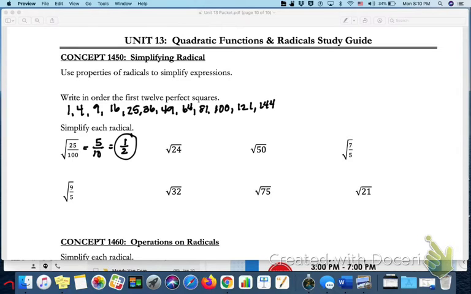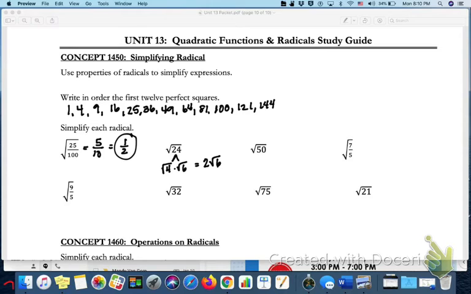Square root of 24, that is not a perfect square. So you want to divide by the largest perfect square if possible. 24 is divisible by 4 and 6, and 4 is a perfect square. So in simplifying that, you would get 2 square root of 6.